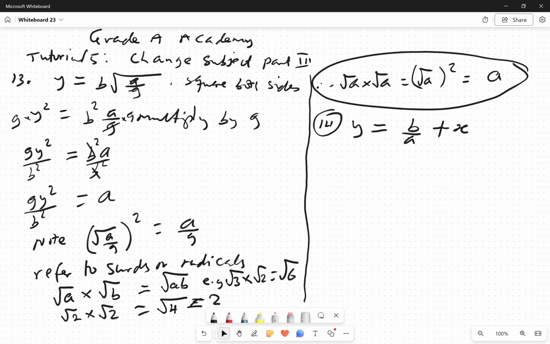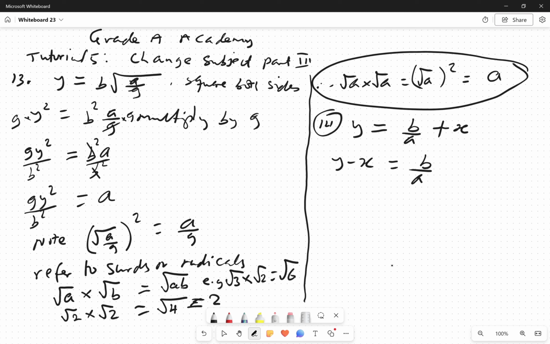Number 14, if we have y is equal to b over a plus x, or plus any letter, it can be anything, we want to find a. So we have to multiply each step by the denominator, or if you want, you can subtract x first. So let's say I subtract x first, then I'm going to have y minus x is equal to b over a.